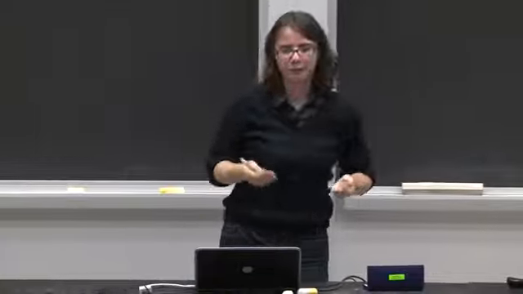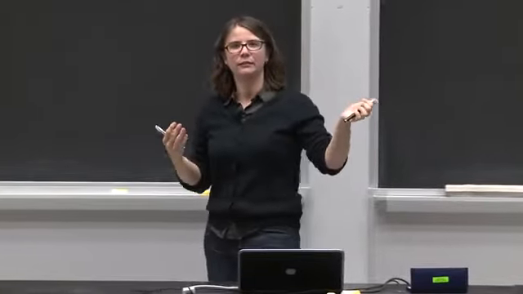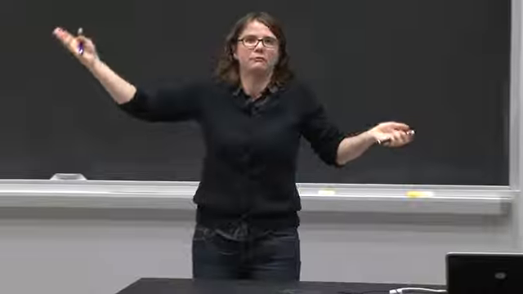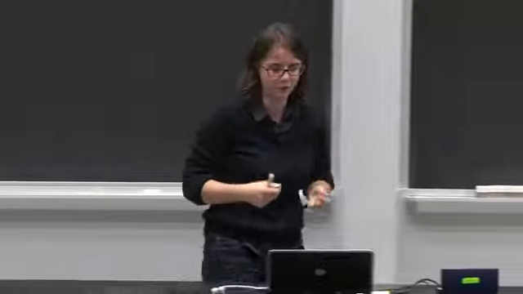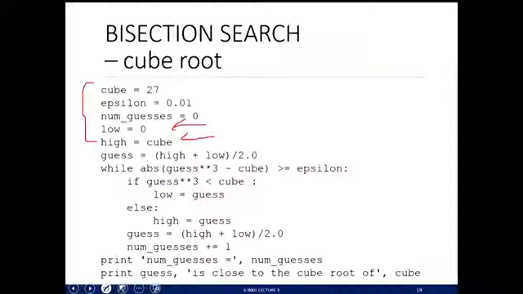When we're looking at the cube root, the low boundary is going to be 0, and the high boundary is going to be just my cube, because a guess to the power of 3 cannot be any greater than cube. And then I'm just going to do the same procedure that I did with the guessing game, which is to make my guess halfway in between.